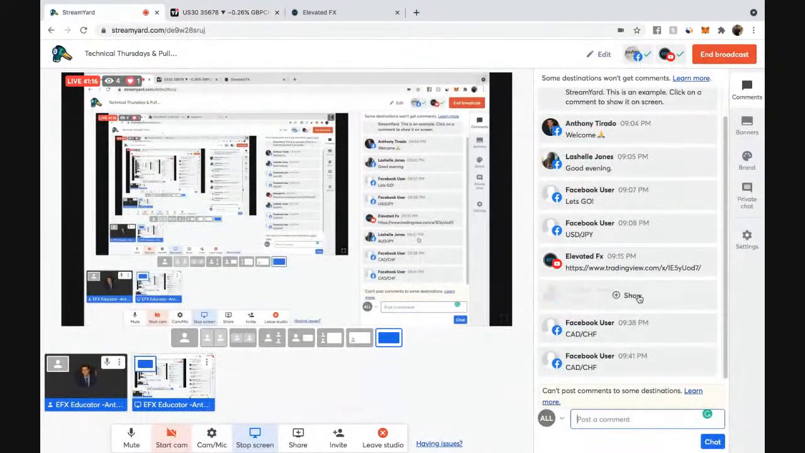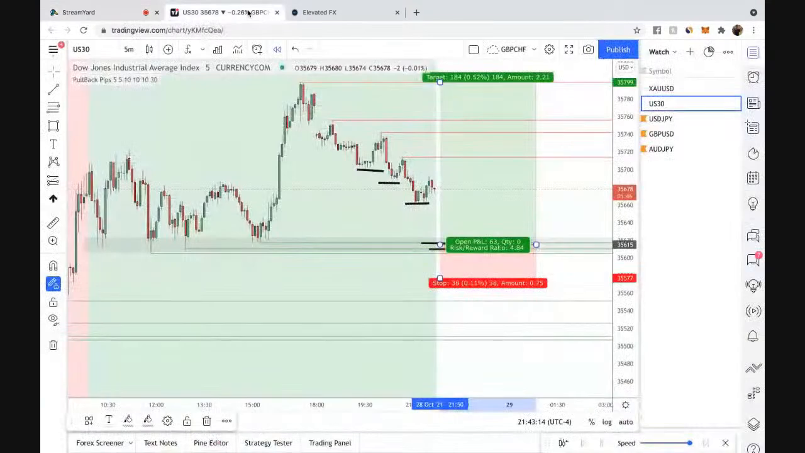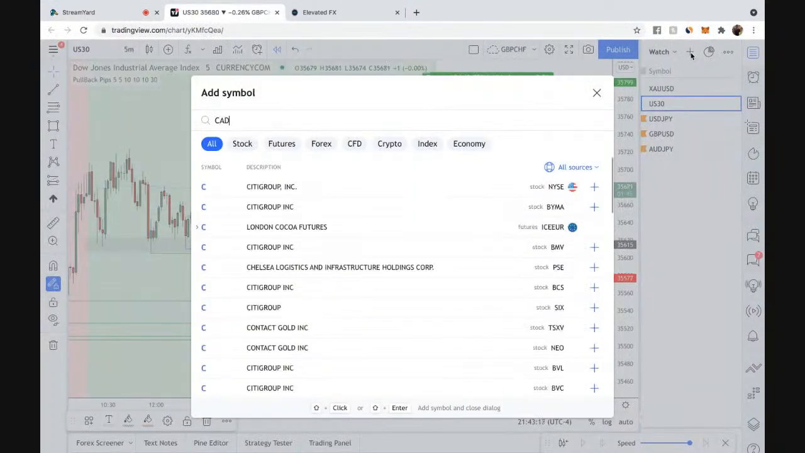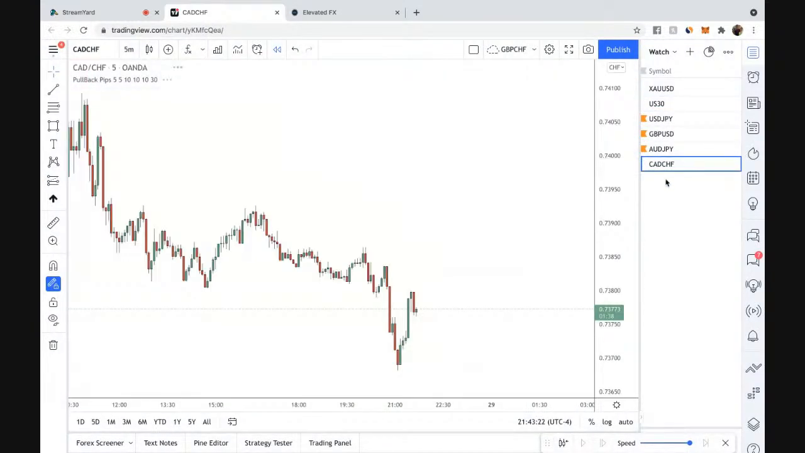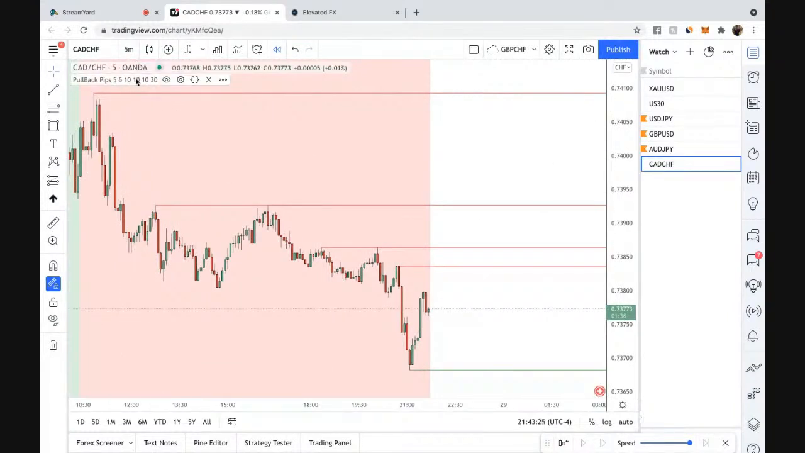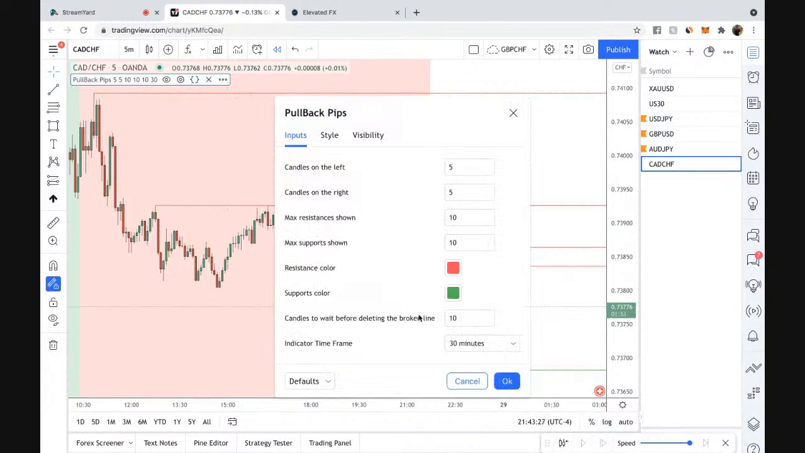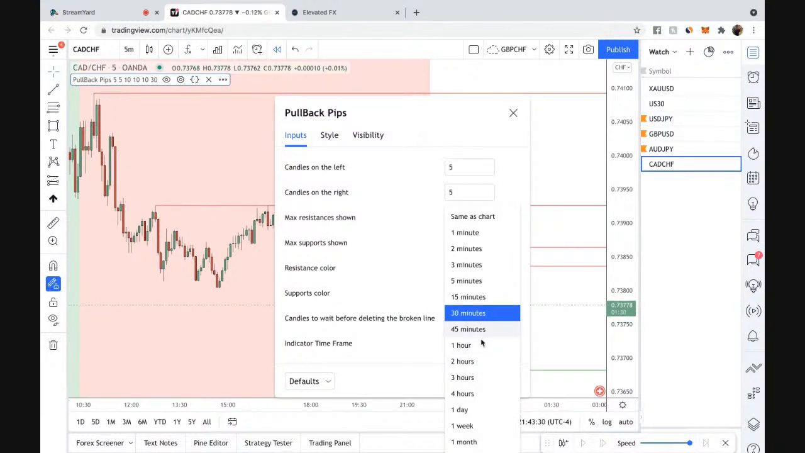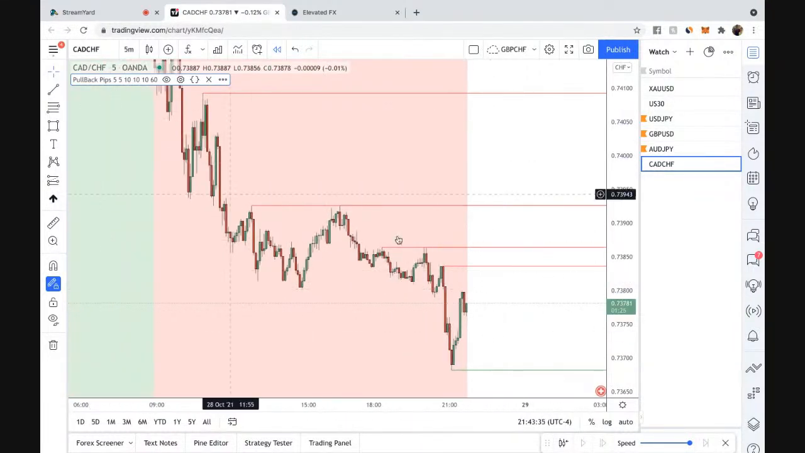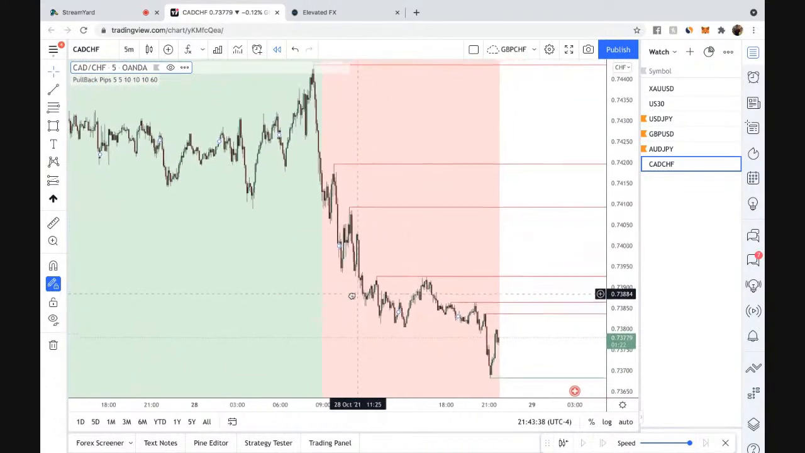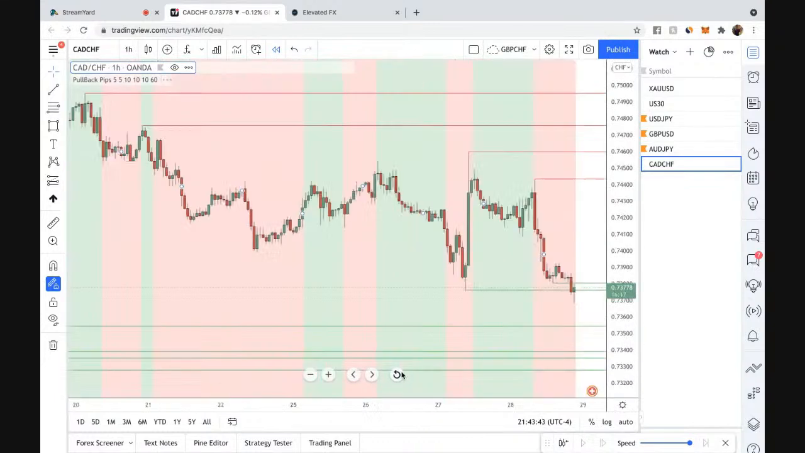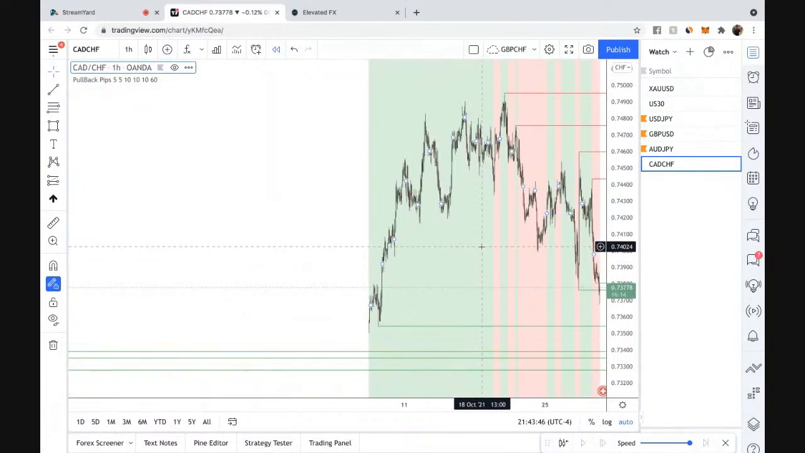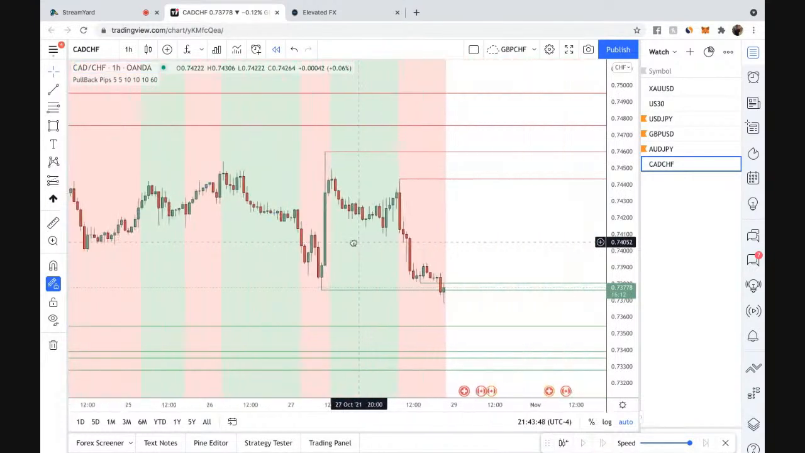Let's see what other pairs. Cad Chf. Let's check that out. Cad Chf. That one's not bad. Now, looking at Cad Chf, let's go to our pullback pips. This is a Forex pair, so easily make sure you're either on your 30, your hour, or your 2-hour, right? What do you see? We've been bearish, right? So let's just take a moment. Let's go to the hour real fast because this one's been a little choppy. But look, let's see.